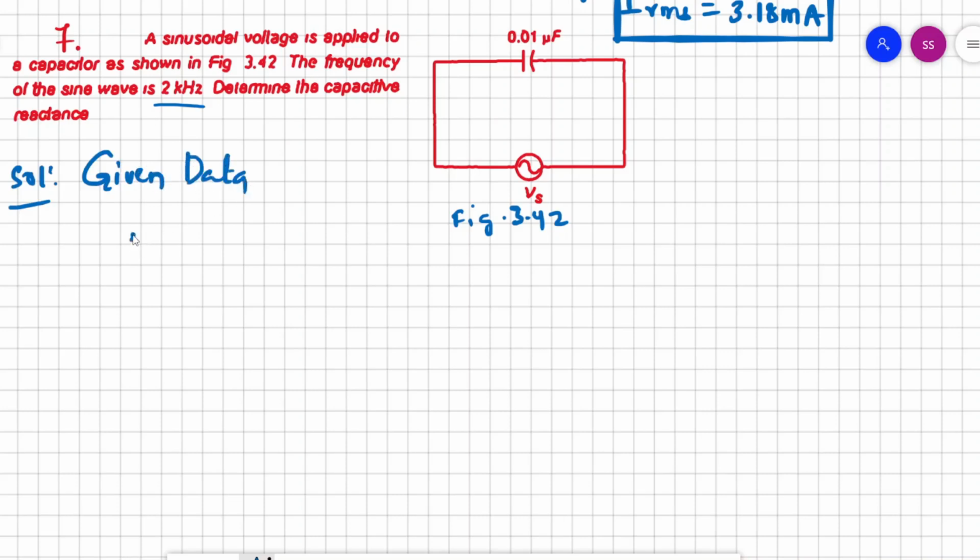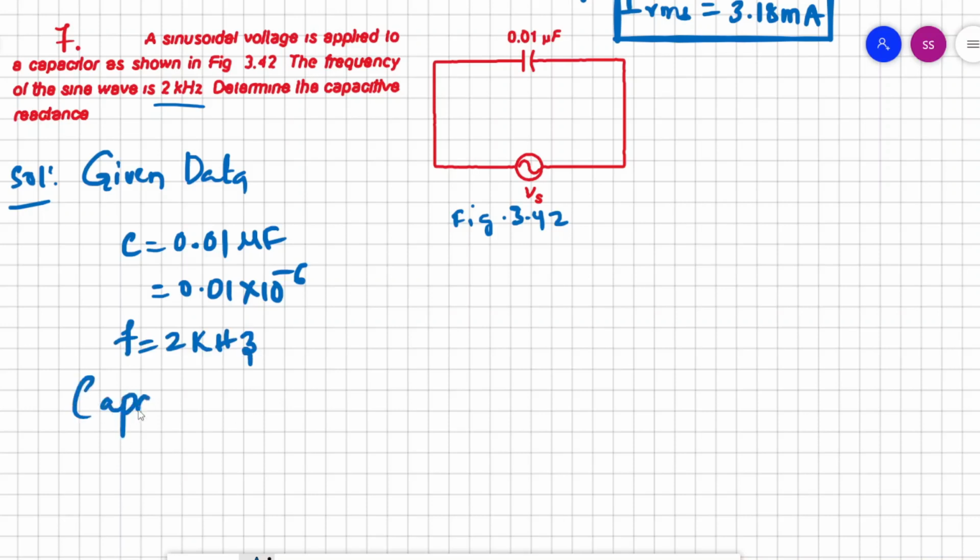What is the given data? We have a capacitor of 0.01 microfarad. Micro is nothing but 10 power minus 6, right? And we have a frequency of 2 kilohertz. We need to find the capacitive reactance. So what is the capacitive reactance formula?